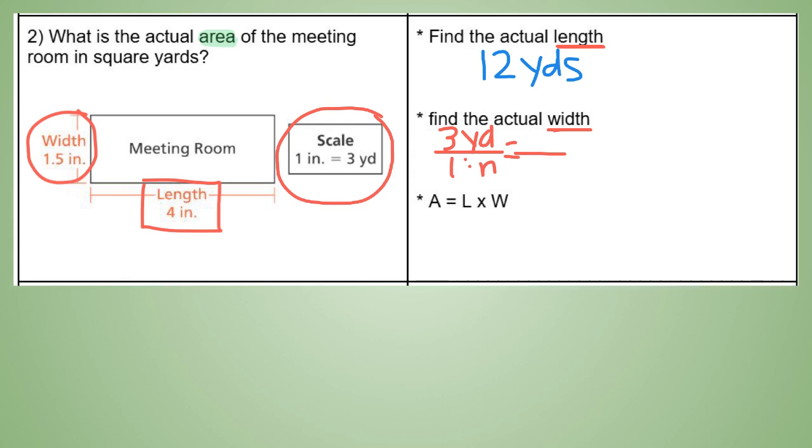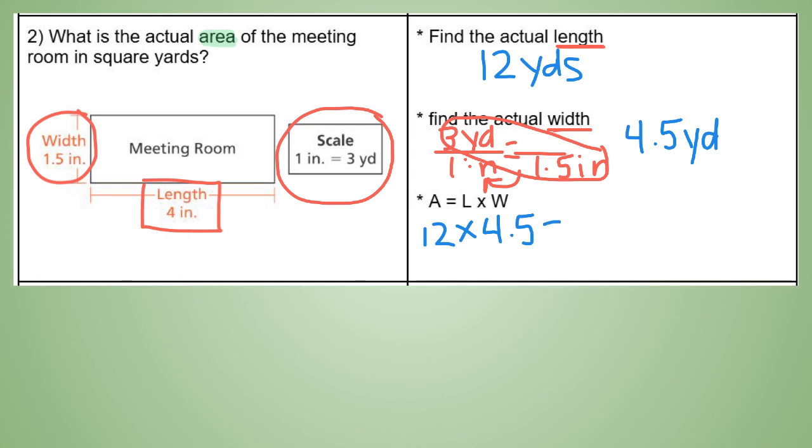All right, so the width was 1.5 inches. The inches are on the bottom. We're going to cross multiply. We're going to divide. And you should have gotten an answer of 4.5 yards. So we have the actual length. We have the actual width. To find the area, we're going to take 12 times 4.5. If you got an answer of 54 square yards, give yourself a star.